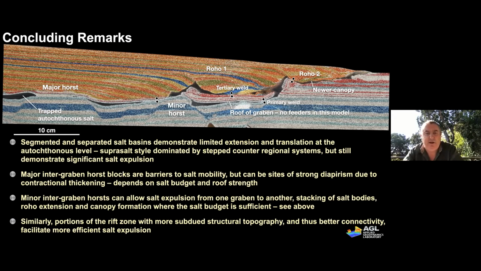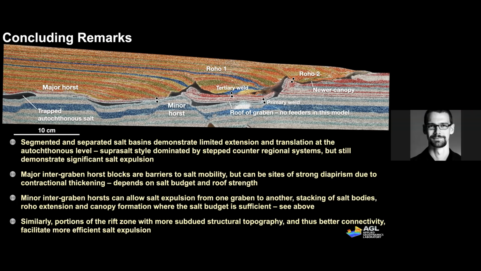And this all depends on the salt budget that you have in the system and the strength of the roof. Smaller horsts can allow salt expulsion from one graben system to the others, and we can stack salt bodies and show shallow roho extension and canopy formation where the salt budget is, as we have here, sufficient. And similarly, portions of the rift zone with more subdued structural topography, and thus better connectivity, facilitate far more efficient salt expulsion. And I'll actually end it there.